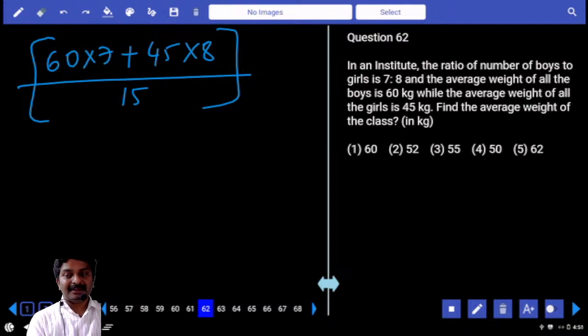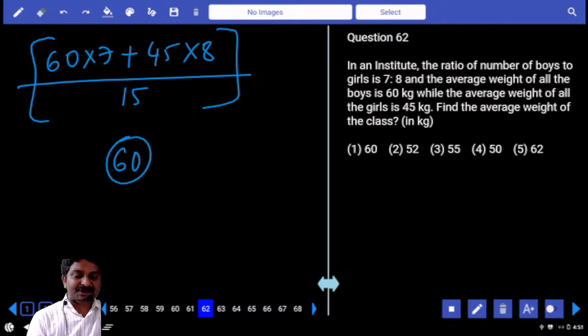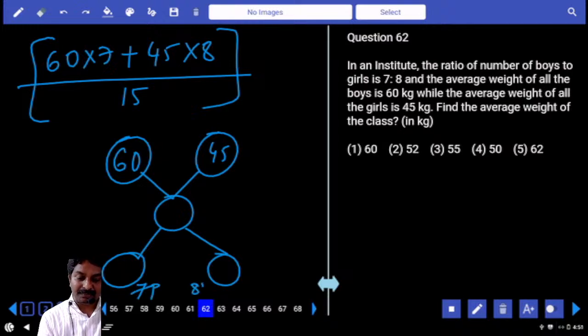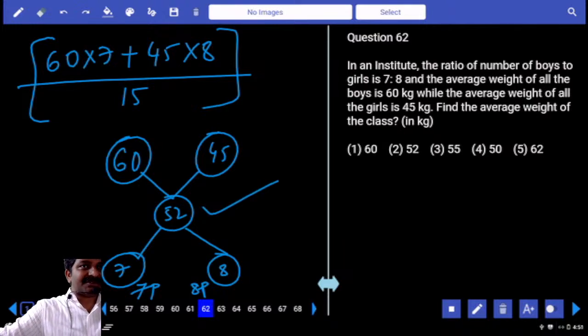One way. The other way. Boys average 60. Girls average 45. Class average we need to calculate. And you know that boys to girls ratio is 7:8. That means they must be in the ratio 7 parts and then 8 parts. Total 15 parts. Difference between initial average 15. That is equal to 15 parts. 1 part is 1. 7 parts is 7. 8 parts is 8. This number is 52. Class average.